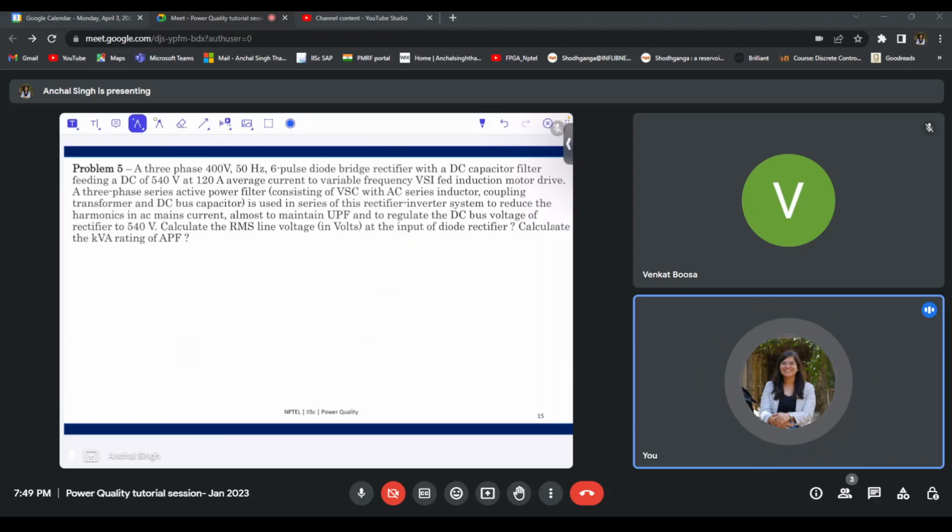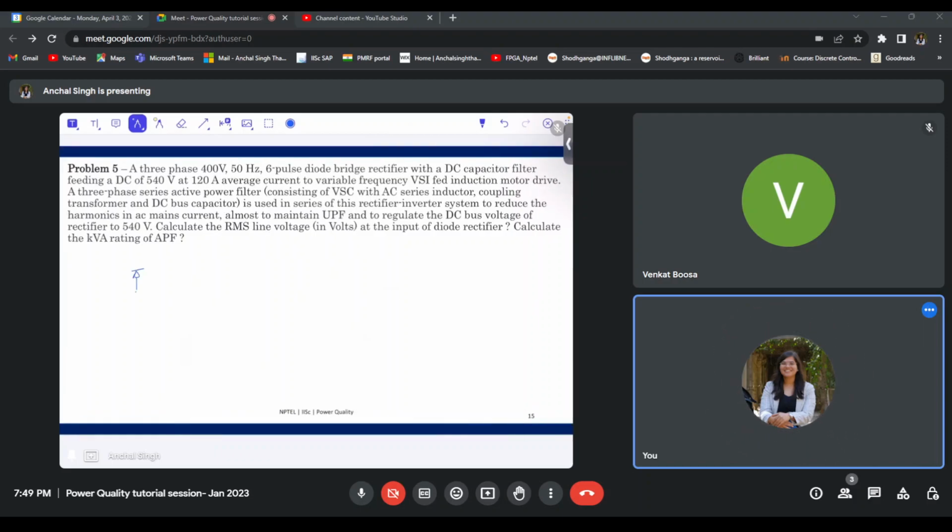So in this particular problem, we have a 6 pulse diode bridge rectifier, and the output of this 6 pulse diode bridge rectifier will go to a variable frequency drive. Let me call it VFD. So the DC bus voltage is 540 volts and it is giving an average current of 120 amperes. Okay, so this is my load.